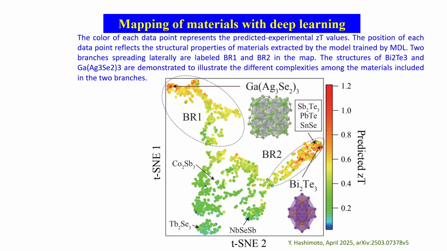So, the position of the data point reflects the structural properties of the material extracted by this model, called mapping-based deep learning. There are two branches, spreading laterally as BR1 and BR2 in the map. The structure of Bi2Te3, which is shown here, and gallium silver selenide are demonstrated to illustrate the different complexities of these two branches. You can see there, these are the two reduced dimension methods.